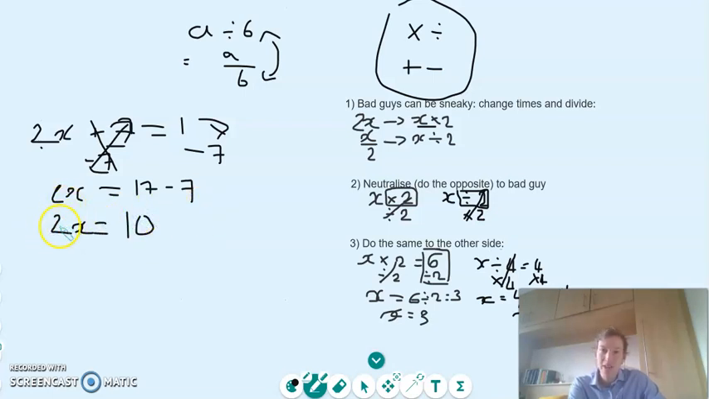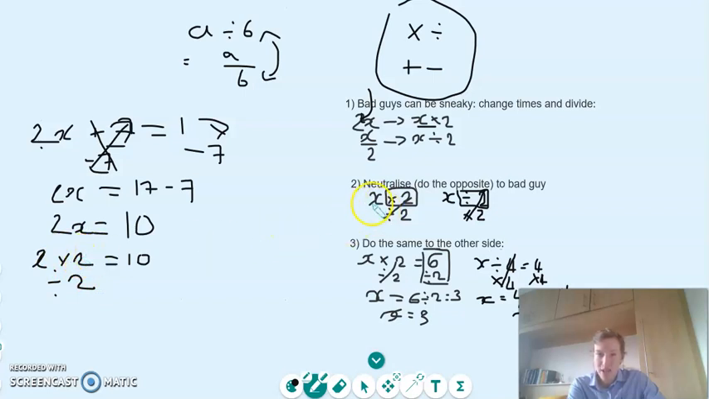Now we've only got one bad guy left. And then we've got to remember, translate it into something a bit more normal looking. So 2x means x times 2. Just remember, when things are touching like that, there's an invisible times sign there. That like touching means timesing. So we've got an x times 2 there equals 10. And that's our bad guy to try and get rid of. So opposite of times 2, divide by 2.